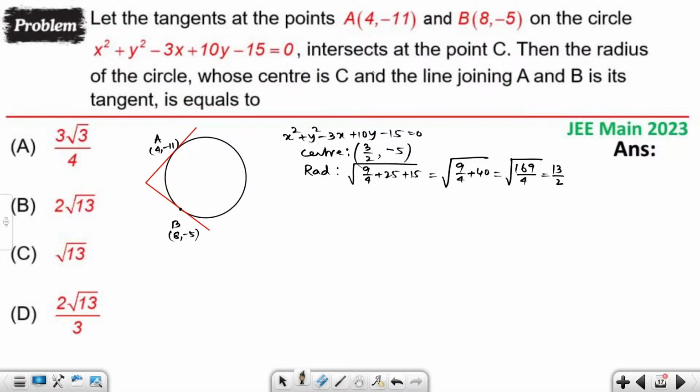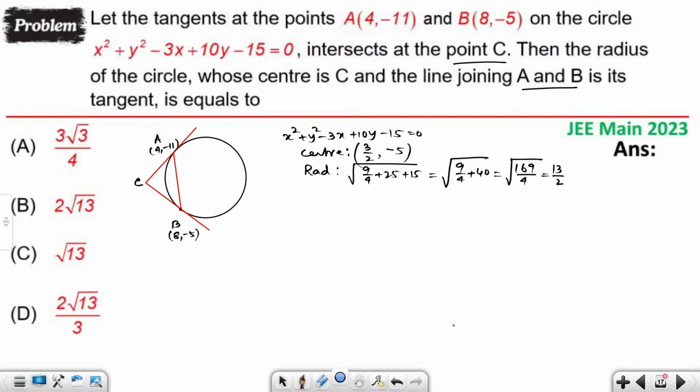Now what's the question? The question is, these two tangents intersect at the point C. So this is my point C. Then the radius of that circle whose center is C, listen carefully, and the line joining A and B, that is this line, is basically the tangent to that circle. Which circle? The circle having the center at C.